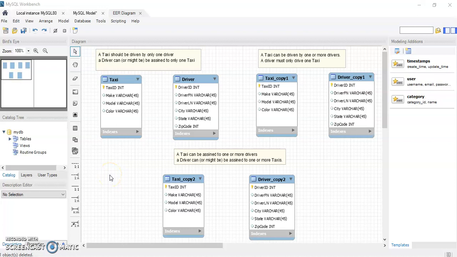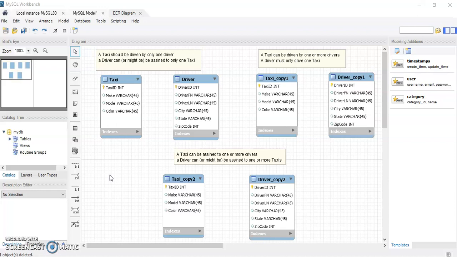Hello everybody. In this short video I'm going to explain three concepts that are very important in databases: degree, modality, and cardinality. Plus, I'm going to touch upon identifying and non-identifying relationships.